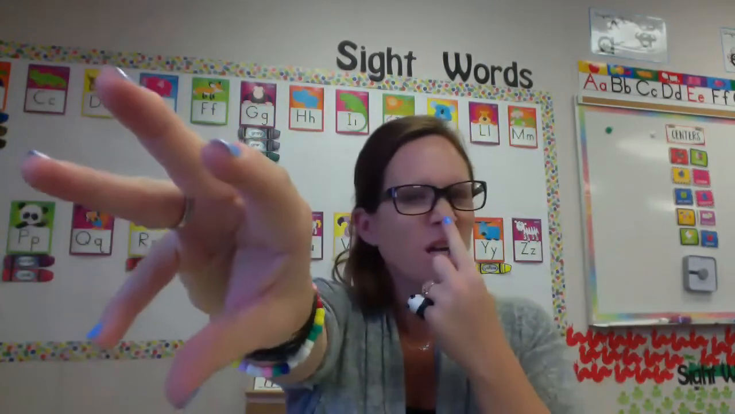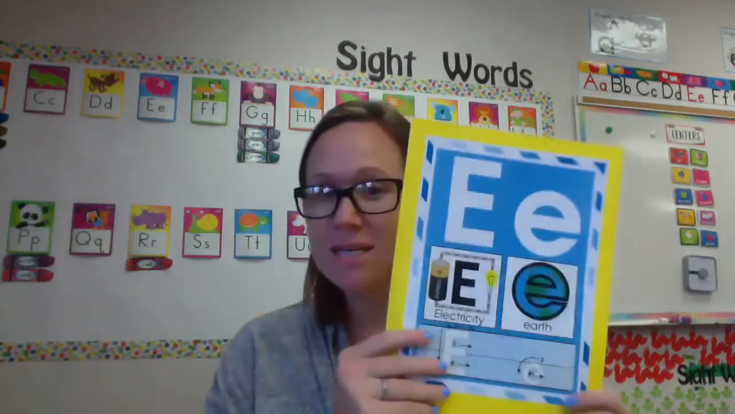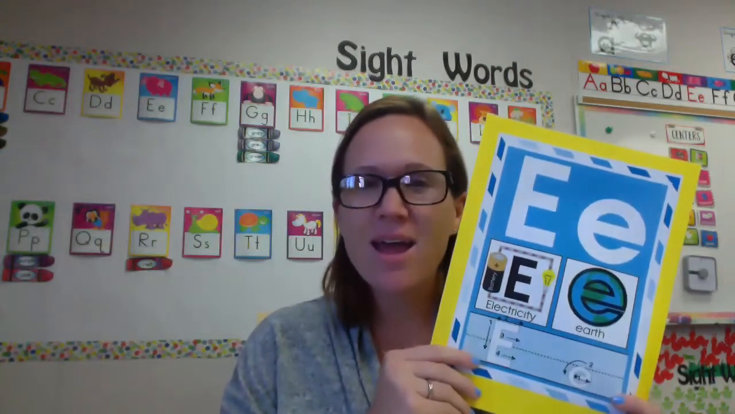So pretend like you're an elephant. Put out your trunk, act like your nose is super long, and go, eh, eh, eh. So E says eh, eh, eh.